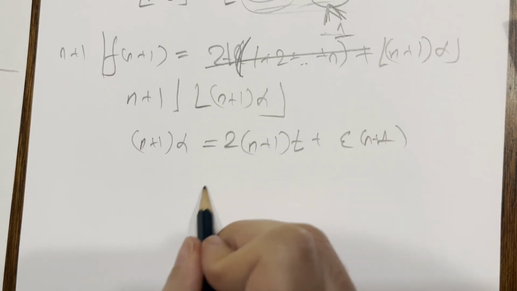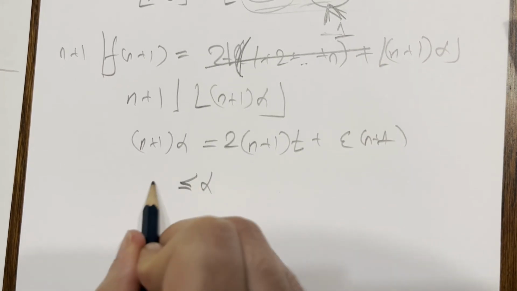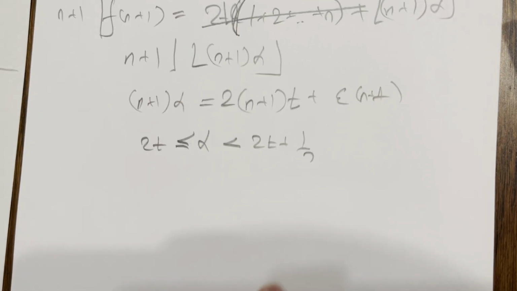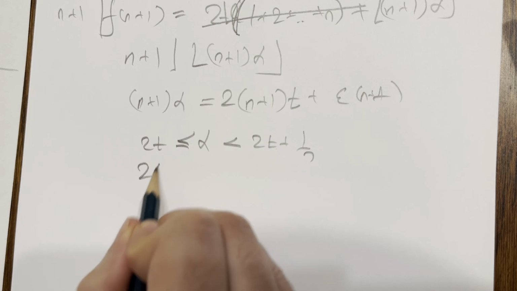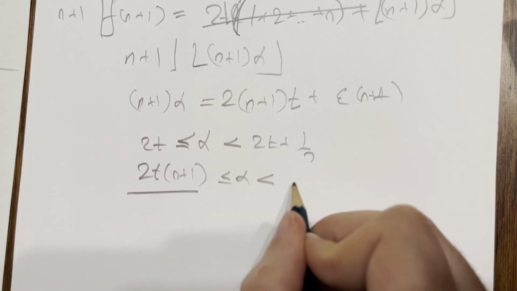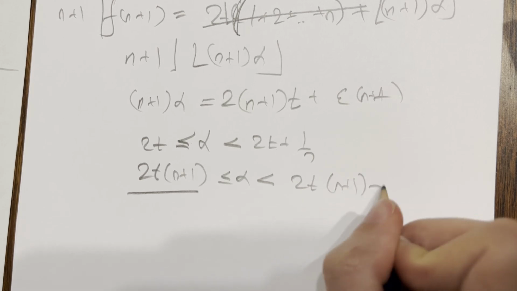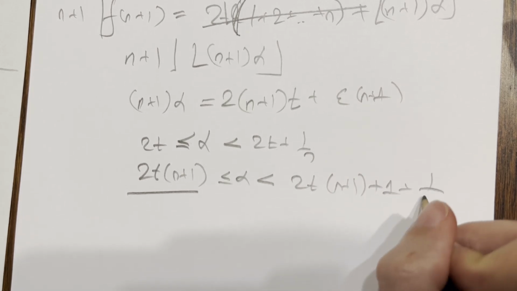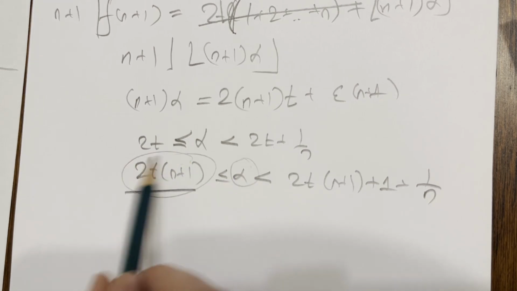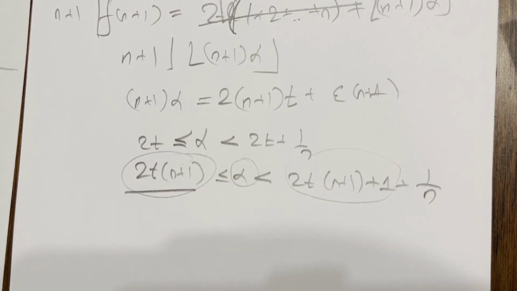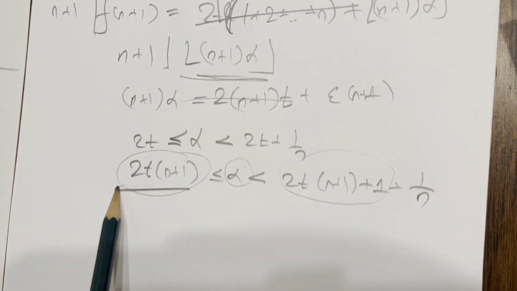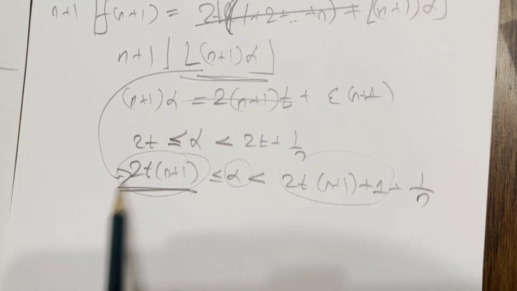In other words, what did we have? We had alpha was greater than or equal to 2t, less than 2t plus 1 over n. Multiply both sides by n plus 1. Alpha was greater than or equal to this, and less than 2t, n plus 1 plus 1 plus 1 over n. And now, the floor of alpha is either going to be this, or this plus 1. And so, given that n plus 1 must divide it, its floor must be this. So this must in fact be this.